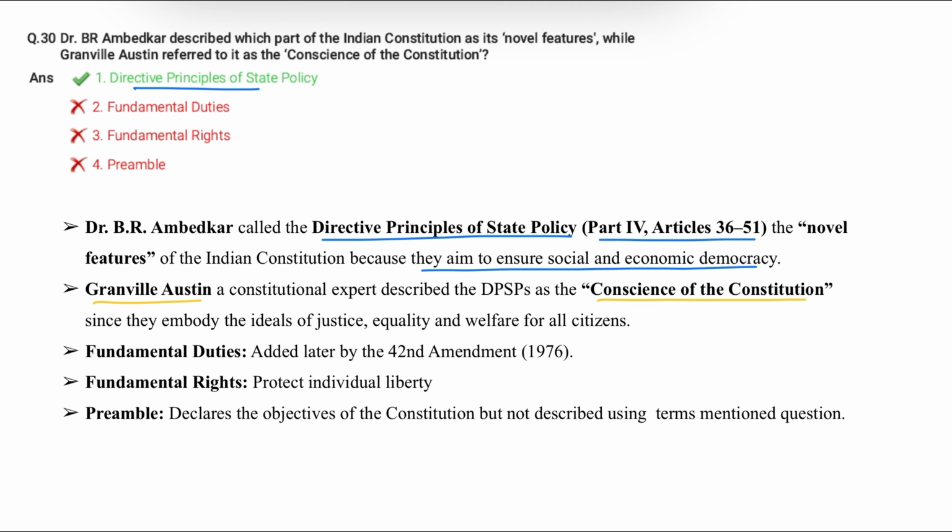The remaining options are: fundamental duties, added later by the 42nd Amendment in 1976; fundamental rights, which protect individual liberty; and the preamble, which declares the objectives of the Constitution but is not described using the terms mentioned in the question, that is, novel features and conscience of the Constitution.